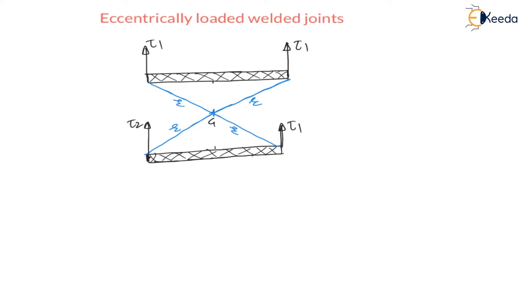At each and every point there will also be a secondary shear load, tau 2, which will be perpendicular to the radius in a clockwise direction, like this. The primary shear stress is tau 1 and the secondary shear stress is tau 2, and the secondary shear stress is perpendicular to the radius.